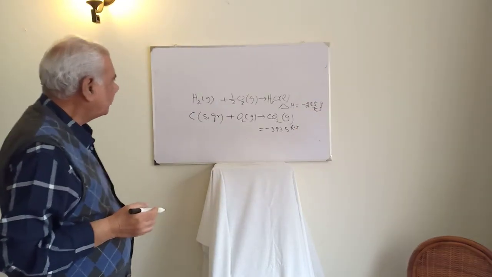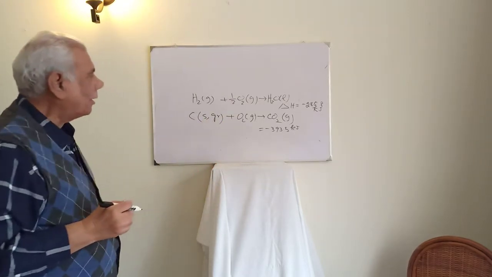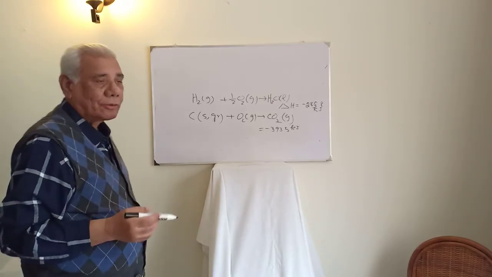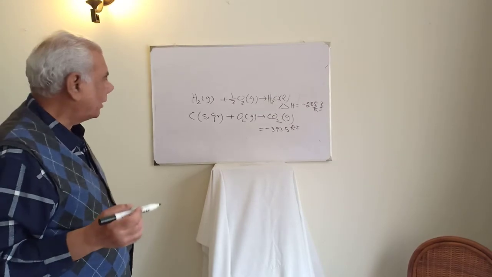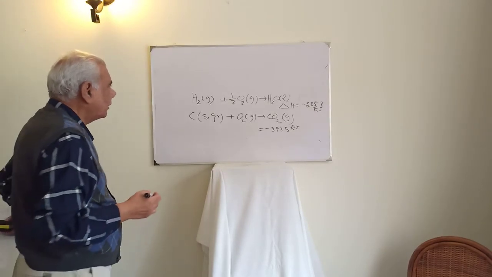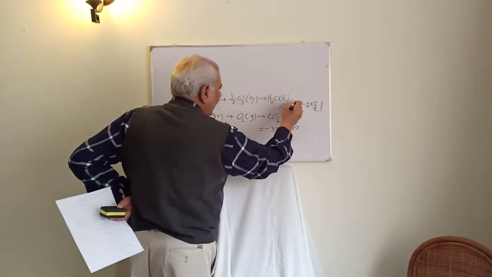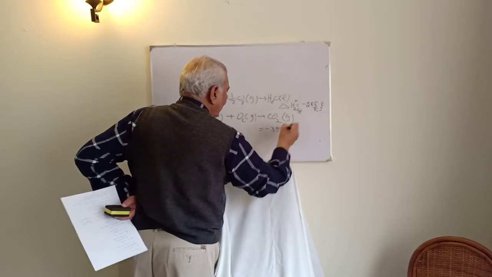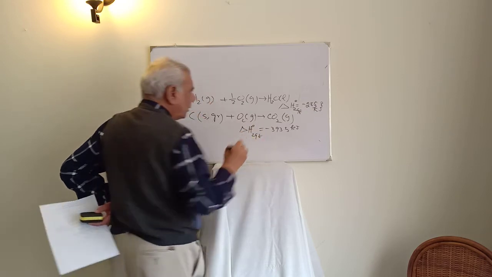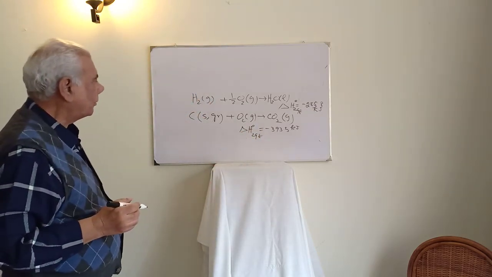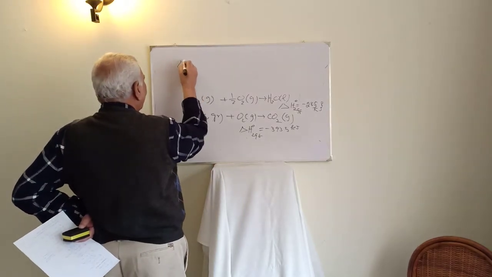So here you see both the reactions are exothermic because these are combustion reactions, and in these two reactions energy is liberated. This is delta H 298, and this is also delta H 298, the enthalpy of formation.